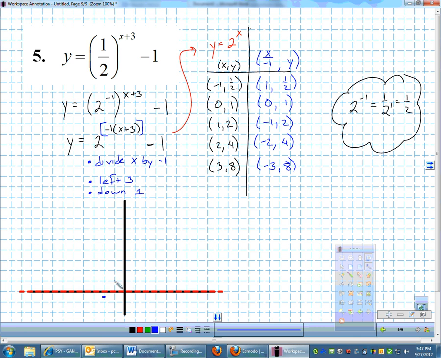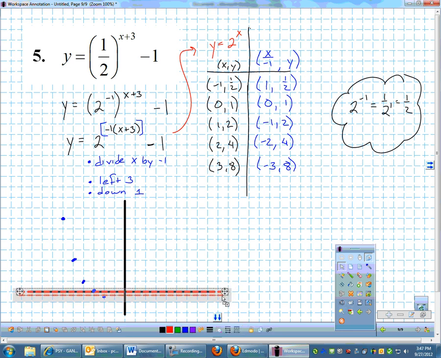I need to take that point left 2, 3, down 1. Negative 1, 2, left 2, 3, down 1. Negative 2, 4, left 2, 3, down 1, and negative 3, 8, so 3, 4, 5, 6, 7, 8, and then I need to go from here, left 2, 3, down 1. And what's happened is I'm actually coming crashing down, and don't forget that when I shift it down, my horizontal asymptote is going to shift with it. So I'm going to have to shift my horizontal asymptote down 1. And we're still going to use that as a guide.